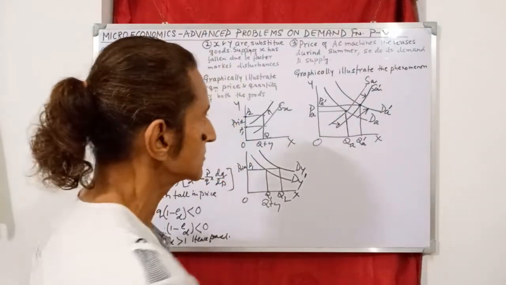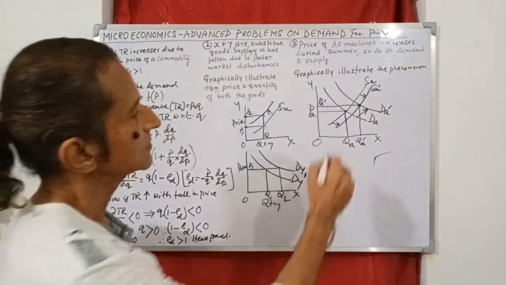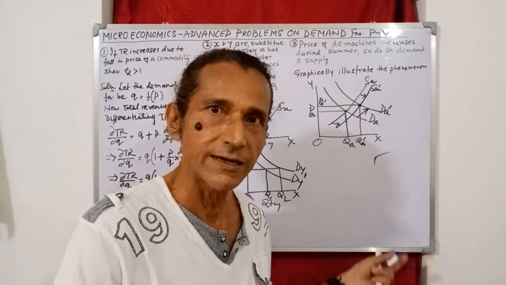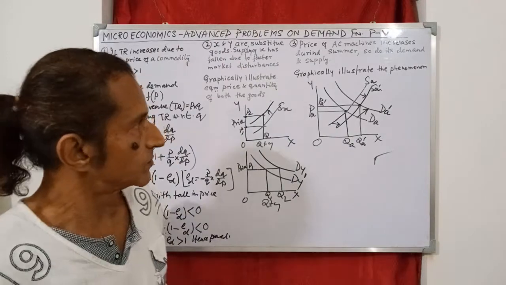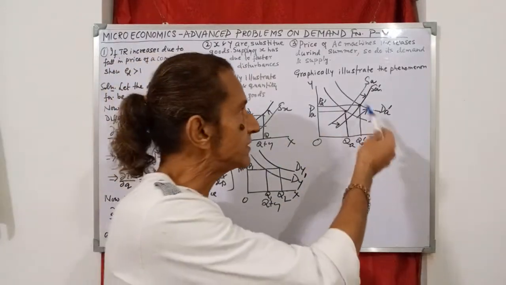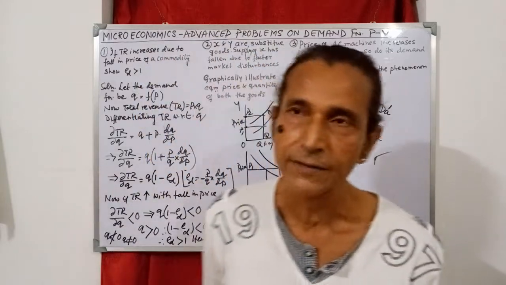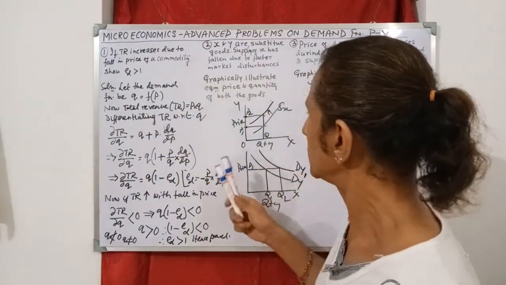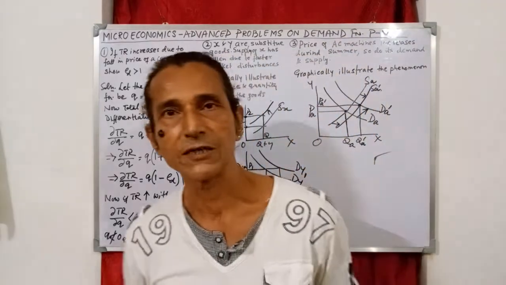Okay? So problem number 3 is also illustrated graphically. That means this phenomenon is illustrated graphically. It is not violating the law of demand actually. There is both shift in demand and supply curves. Right? So we have solved all these 3 problems. This is part 5 of advanced properties on demand function.